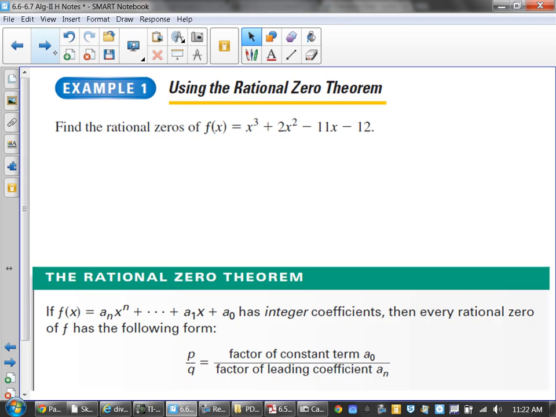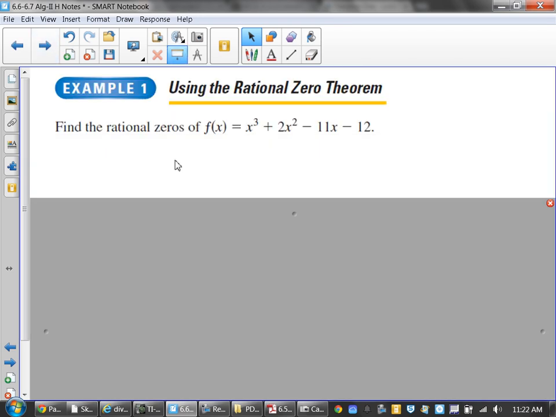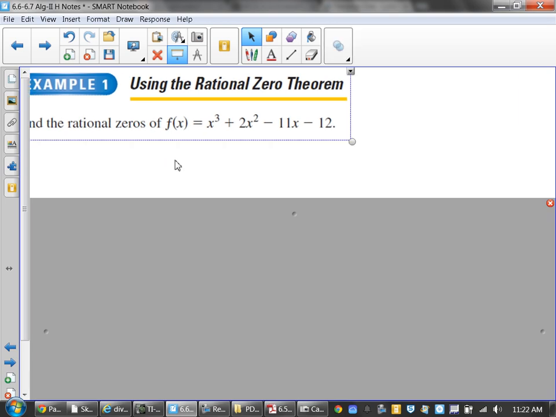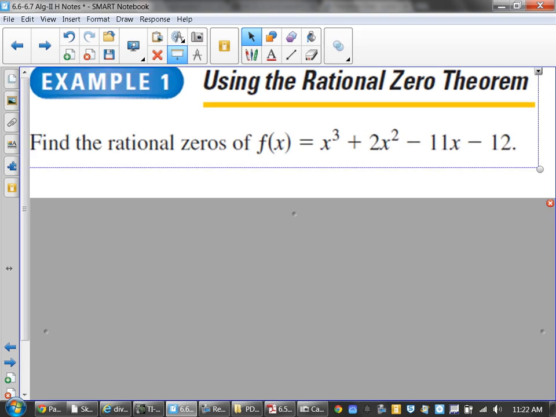So here's what happens. We're going to start looking at finding all possible zeros in order to factor something. We're going to factor these polynomials using synthetic division, but we don't have a starting point. So we're going to use what's called the rational zero theorem, and the rational zero theorem tells you how to start with these types of problems.